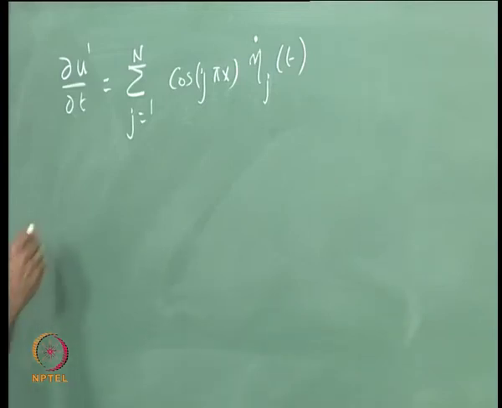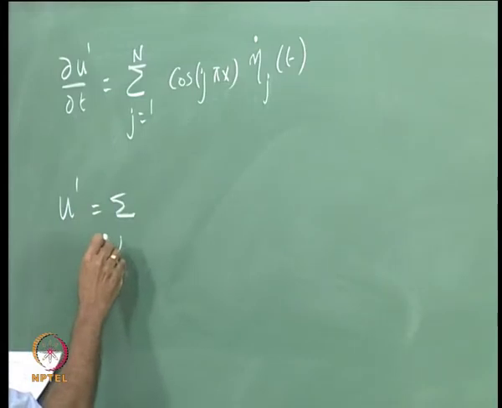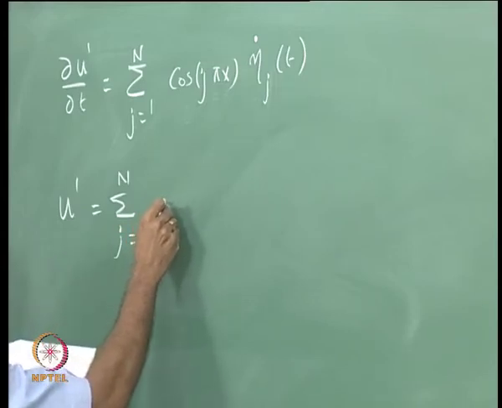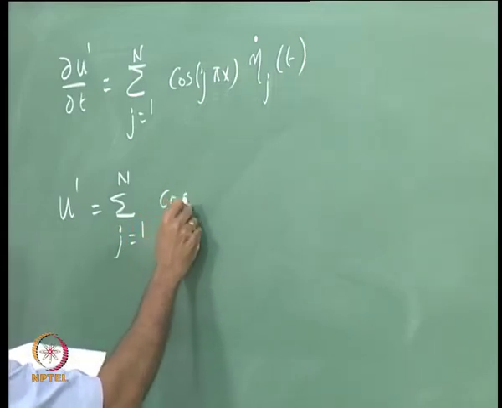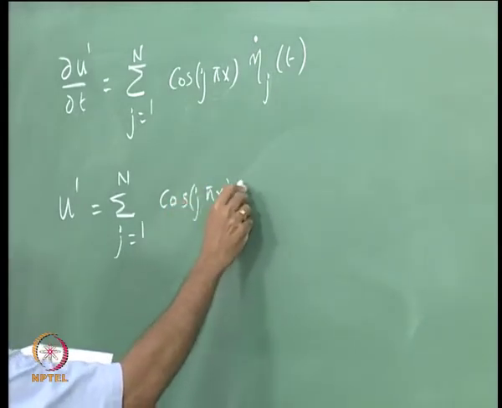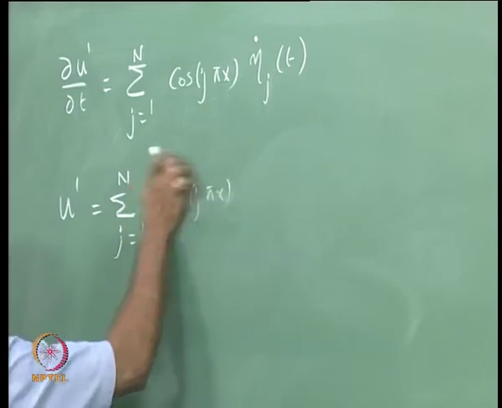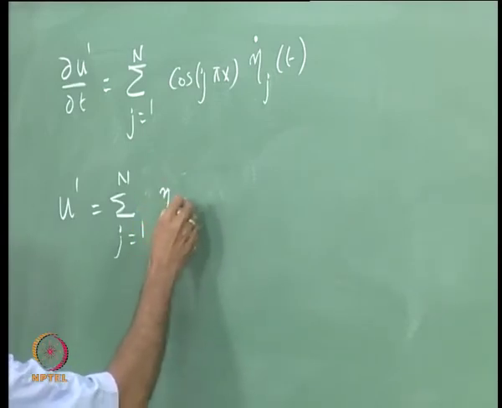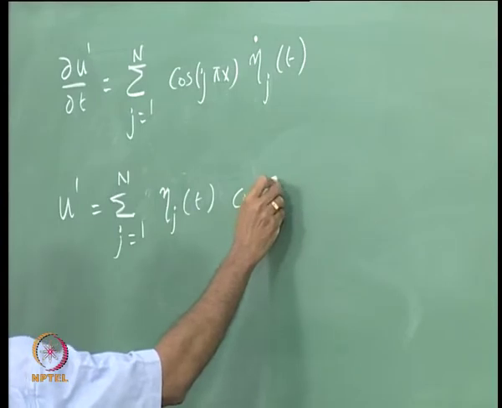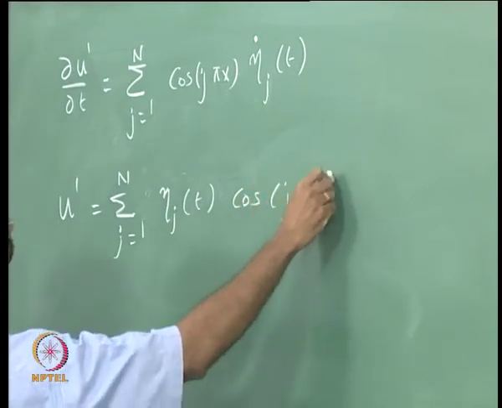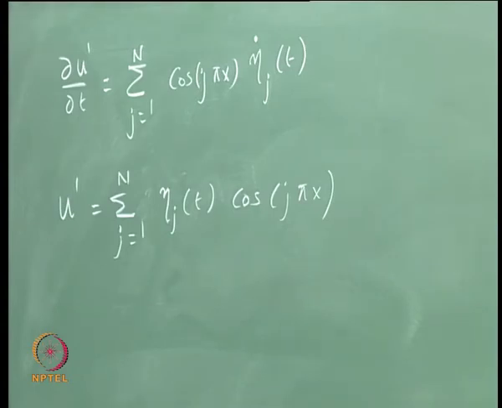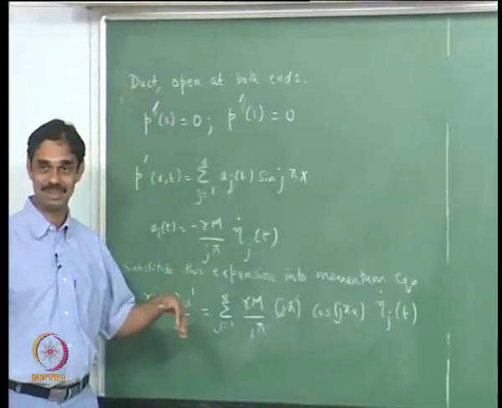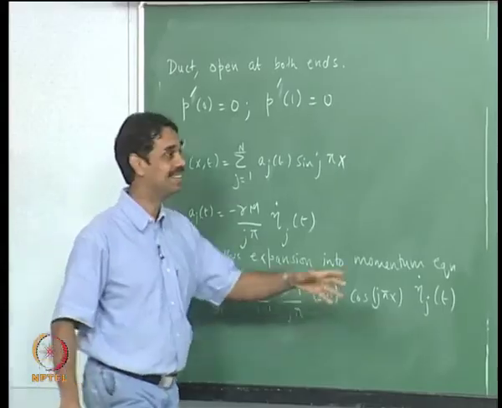If you integrate this, you will get u prime equal to sigma j equal to 1 to n. Right here, you see, I knew the answer, that is why I put a dot here, and when you integrated, the dot went away. So you work out once, make a mess, then you clean up, then you get things which look very nice.